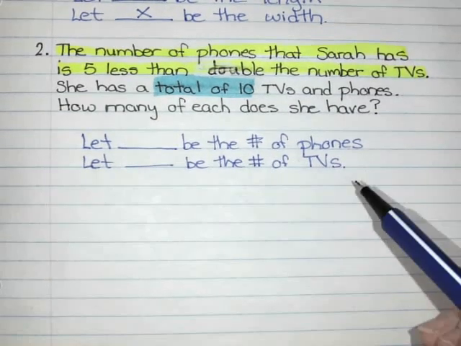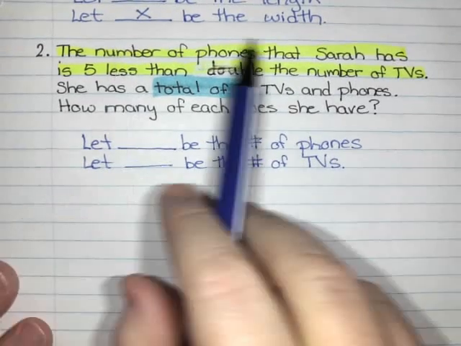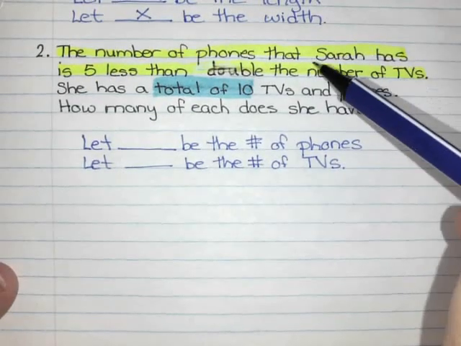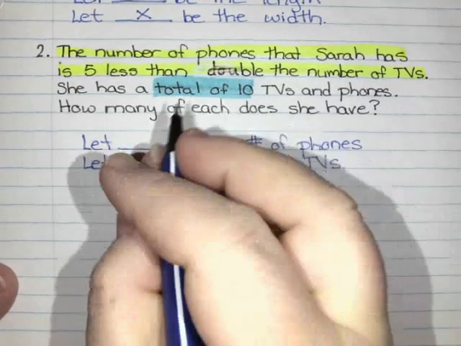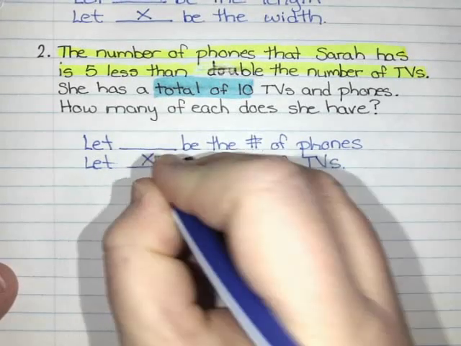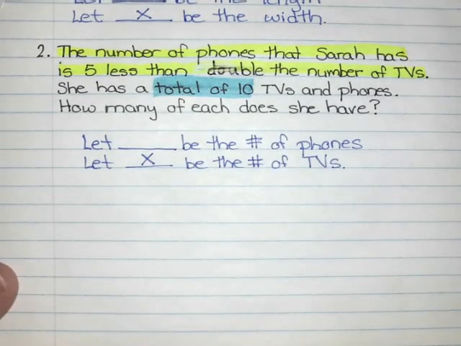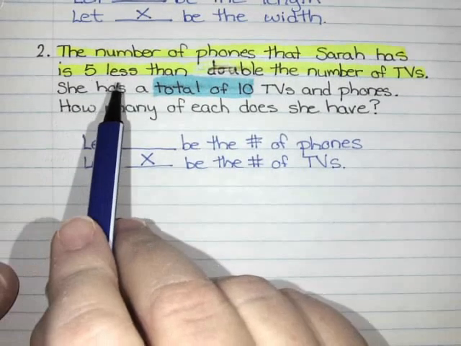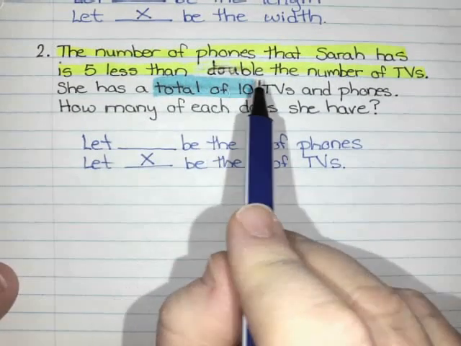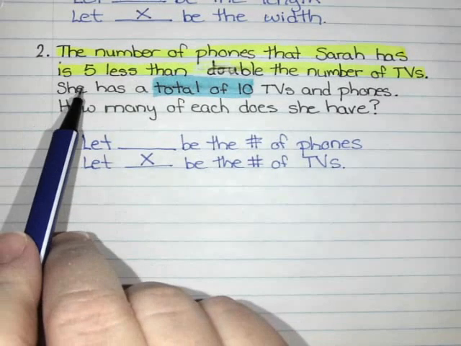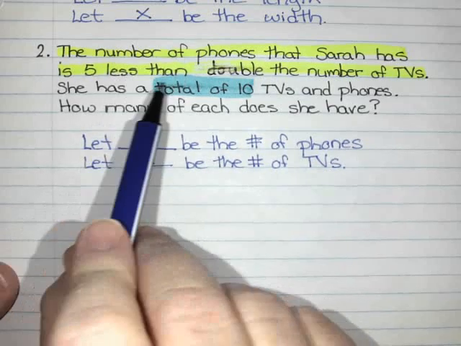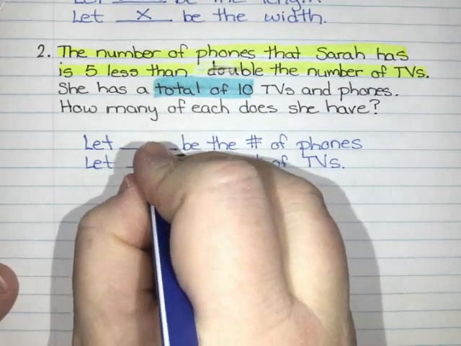Okay, so once I've identified what my unknowns are, I'm going to look at that comparison sentence. I'm going to look to see what's mentioned last. So the last thing mentioned is the number of TVs. So I'm going to let X be the number of TVs. Then it says the number of phones that we're looking for is 5 less than double the number of TVs. So 5 is the number 5. Less means subtract. And then means we're actually doing subtract 5.